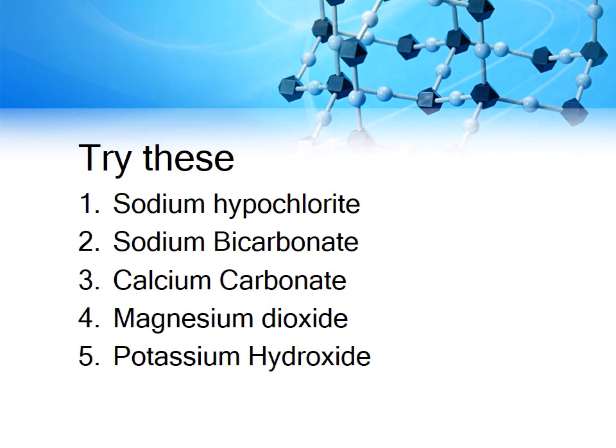Now that you know the rules in writing chemical formulas, it's your time to try to write the formulas of the following compounds: sodium hypochlorite, sodium bicarbonate, calcium carbonate, magnesium dioxide, and potassium hydroxide.